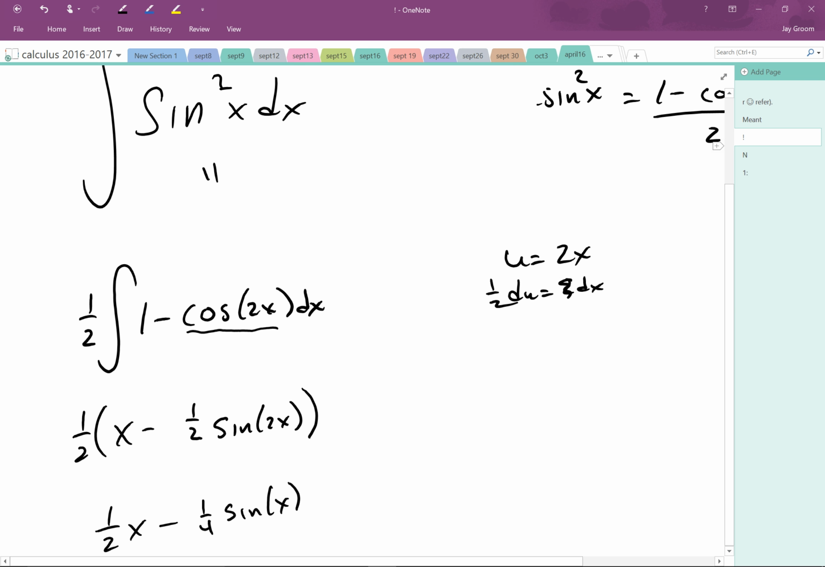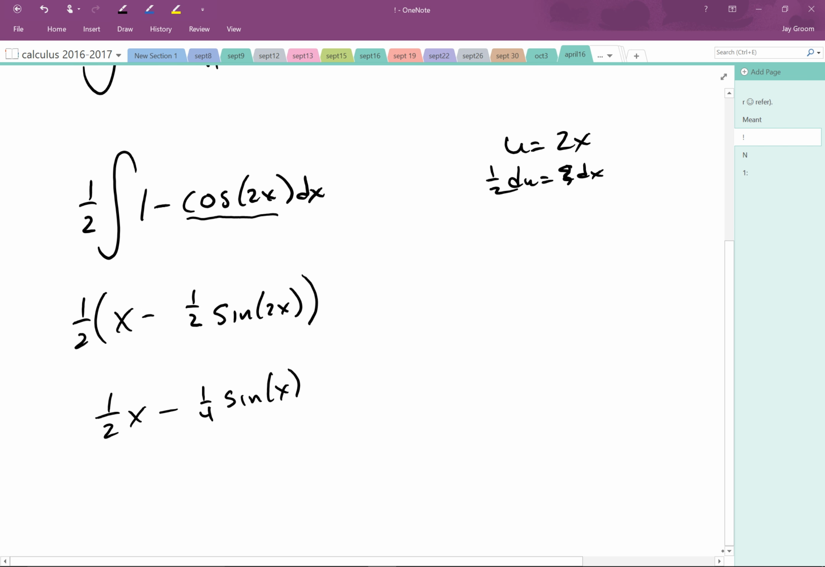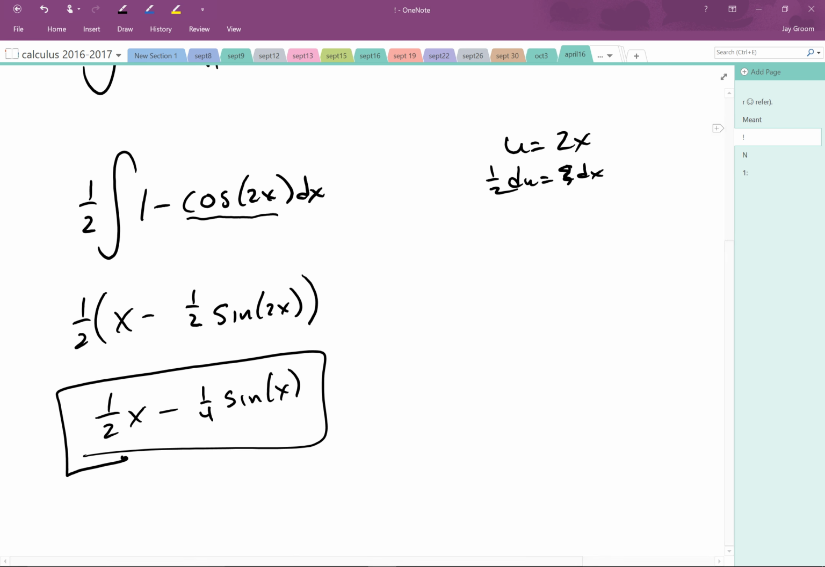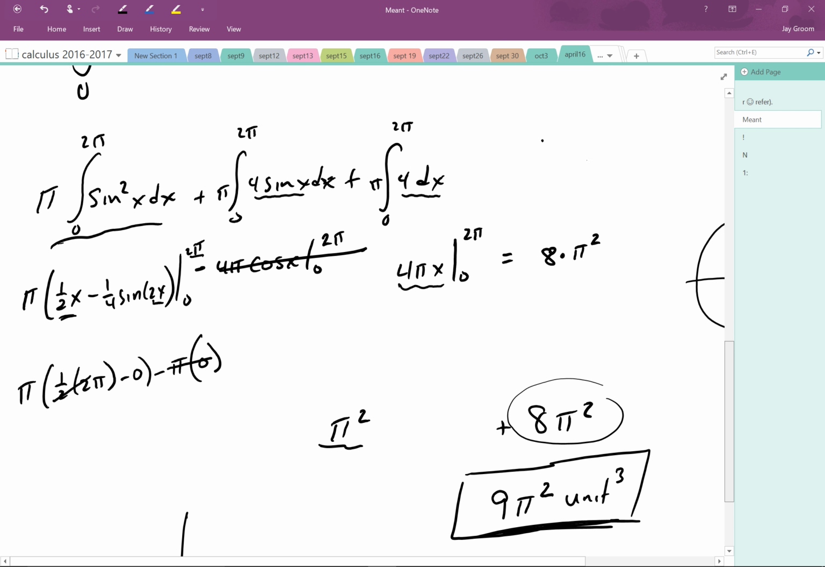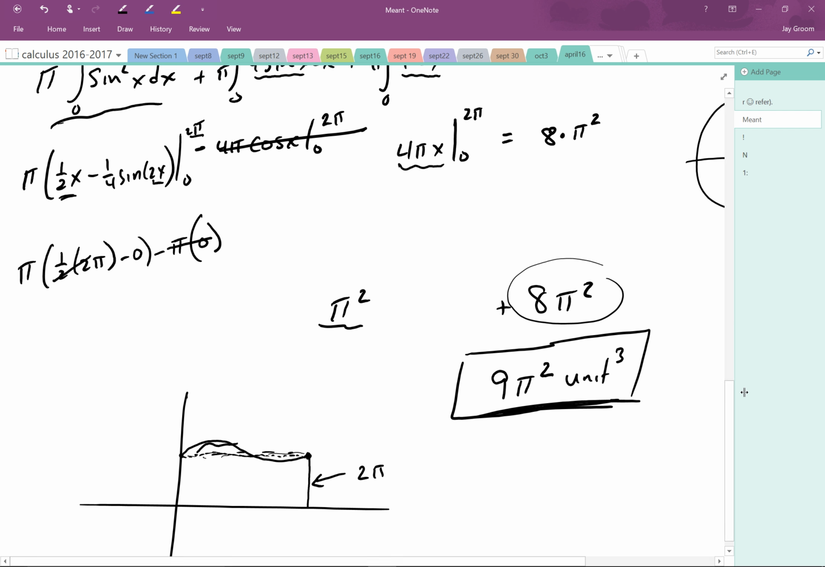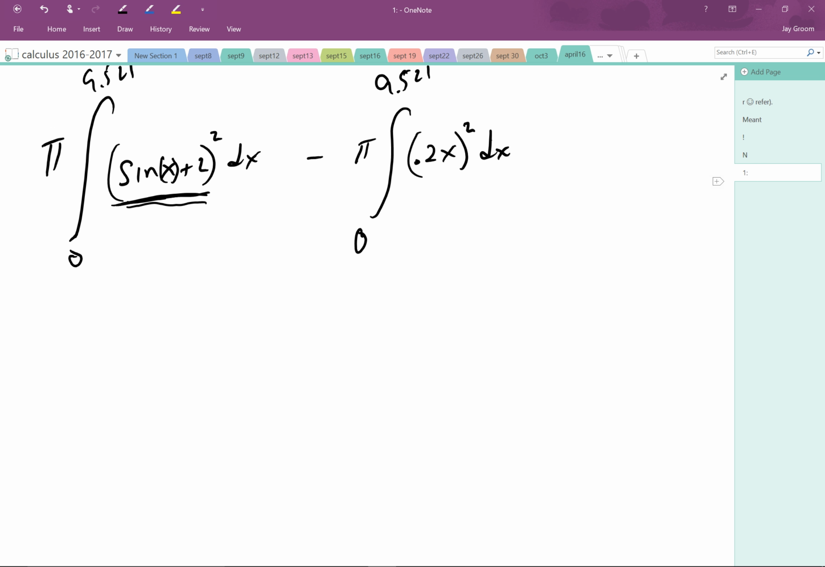Over here, we did it. Just to make sure we get it right, look right here. This is the antiderivative of the sine squared part. We're not done with the rest of it. That's right, it's the sine squared part. You're right, good job. I was completely messed up.